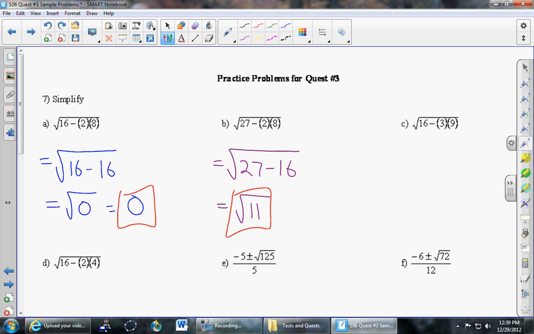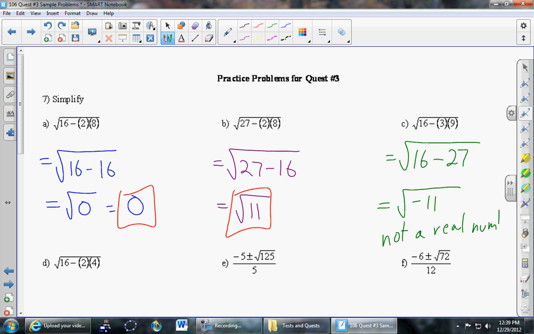Part C, square root of 16 minus 3 times 9. Same thing, do the multiplication first. 16 minus 27. We subtract here, and we get negative 11. And then we say, well, there's a problem there. You can't have a square root of a negative, at least not at this point in our course. So we'll just go ahead and say it's not a real number. Although soon enough, when we talk about imaginary numbers, we will have a different answer to this question.